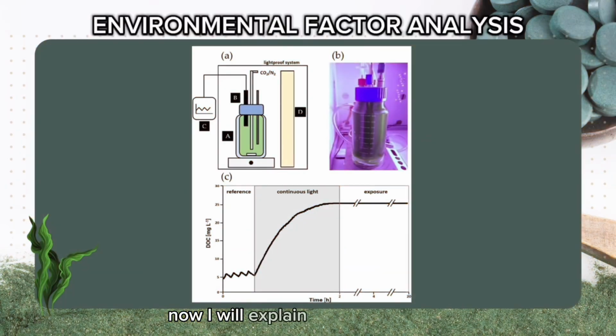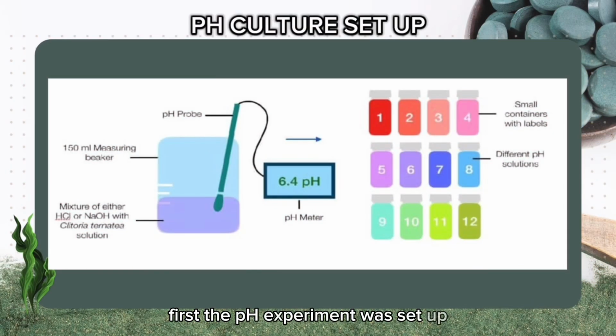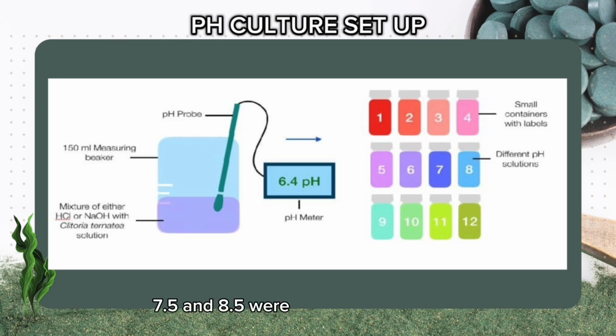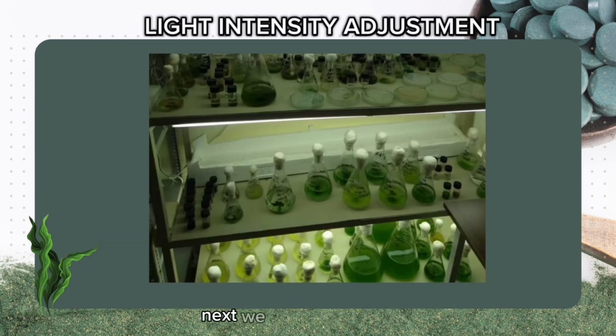Now, I will explain the detail of how environmental factor analysis was conducted on Spirulina culture. First, the pH experiment was set up. pH levels of 6.5, 7.5 and 8.5 were created using buffer solution. Next, we had light intensity adjustment for the Spirulina culture, where light intensities at 2000, 4000 and 6000 lux were set using LED glow lights. This is the way the Spirulina cultures were exposed to different light intensities.